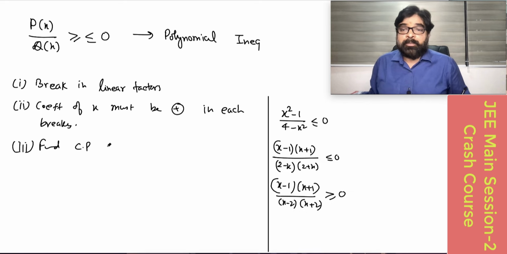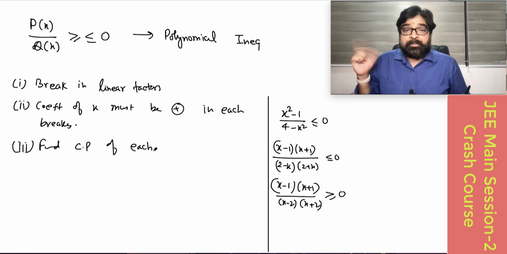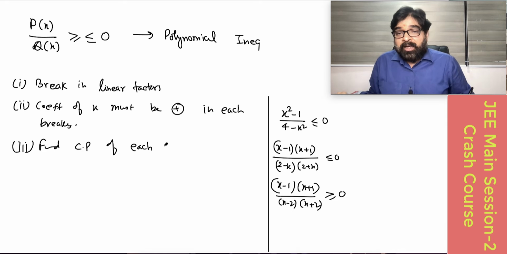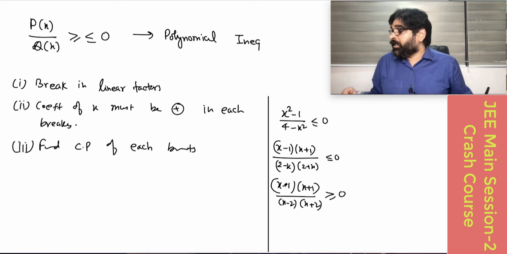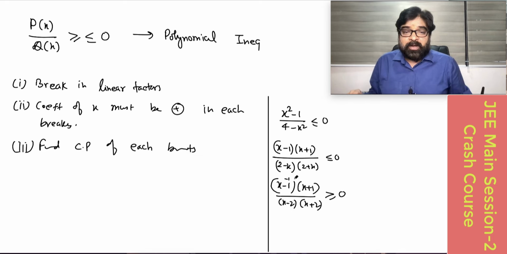Third step, find the critical point, CP, of each bracket. Be clear, I am not calculating the critical point of a function. That is a different thing. I am asking for the critical point of each bracket. The critical point is the point where the bracket will become 0. When will this bracket become 0? 1. This bracket, minus 1. This bracket, 2. This bracket, minus 2. So the critical points are minus 1, 1, 2, and minus 2.